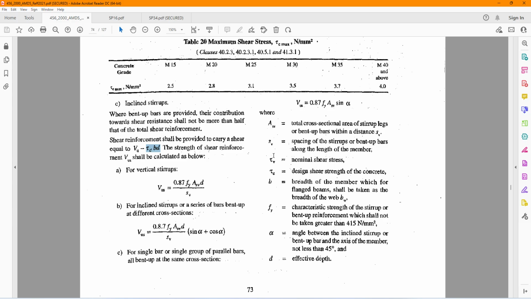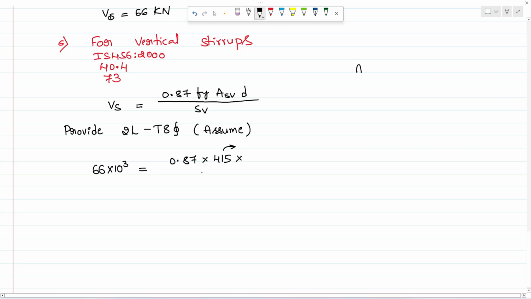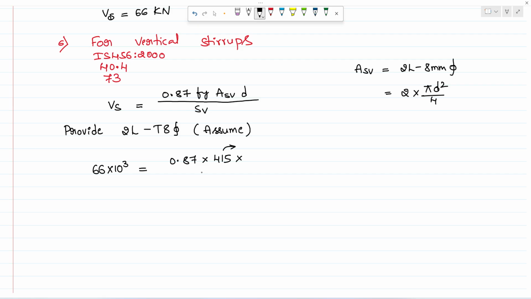So here ASV. See here, ASV is total cross sectional area of stirrup legs. I will be using two-legged 8 mm dia stirrups. So this area is two legs, 2 multiplied by area of one leg. It is pi d square by 4. So 2 into pi into stirrup diameter 8 mm, 8 square divided by 4.